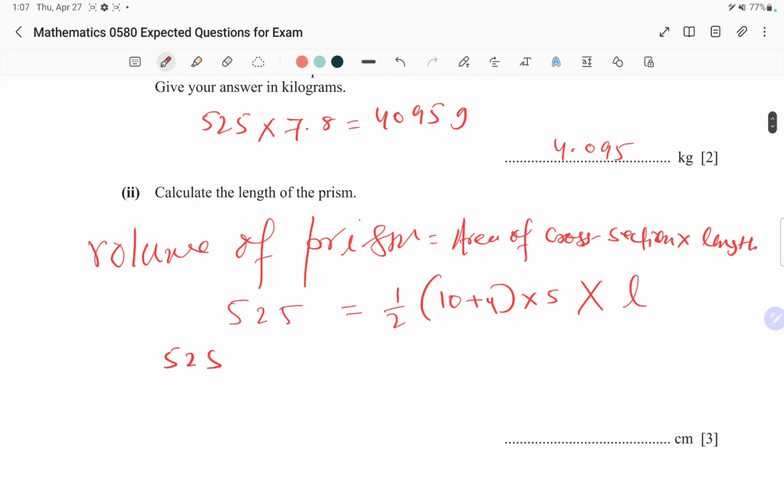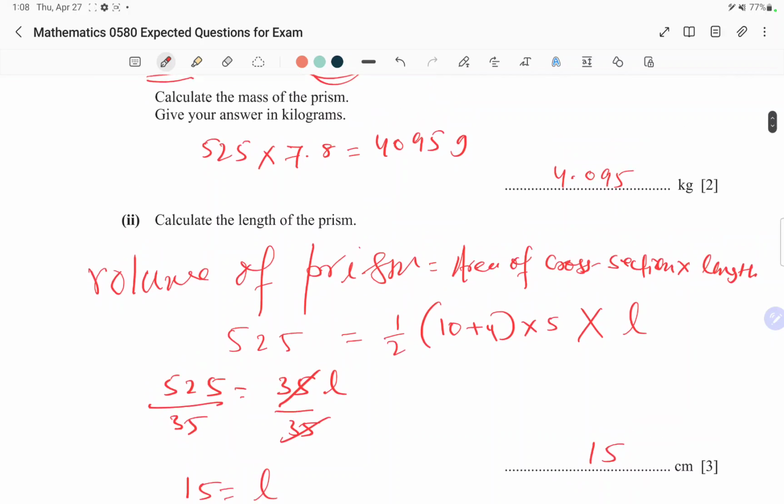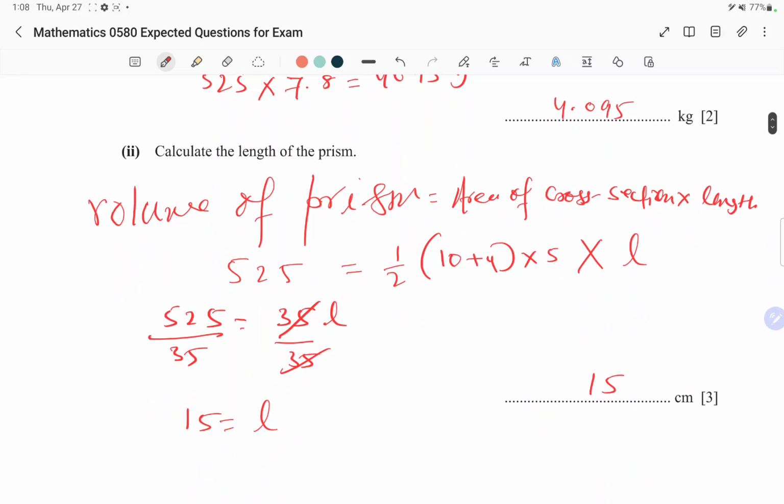So 525, and the 10 plus 4, that is 14, divided by 2, that's 7. 7 times 5, that is 35 L. Now divide by 35 both sides. This one you can cancel, but 525 over 35, that's 15, right? So L, I got 15 centimeter. So this is again an easy problem.